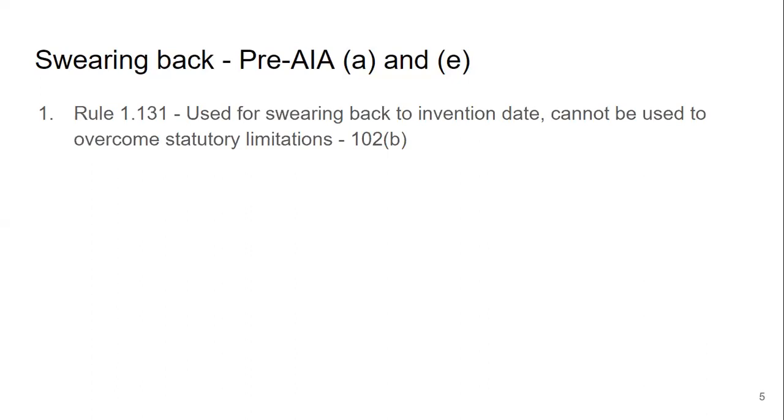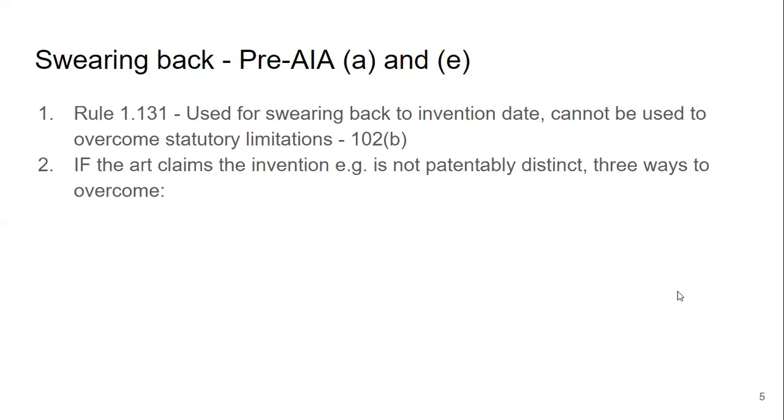So now when it comes to swearing back, this only works for pre-AIA 102A and 102E. That is rule 1.131, so it's an affidavit under 1.131. It's used for swearing back to the invention date, and it cannot be used to overcome statutory limitations. 102B, as we'll talk about in a minute, is when something has been published a year before the filing date. If it's been published more than a year before that, it cannot be overcome with this affidavit. It can be overcome in other ways, but not with this affidavit specifically.